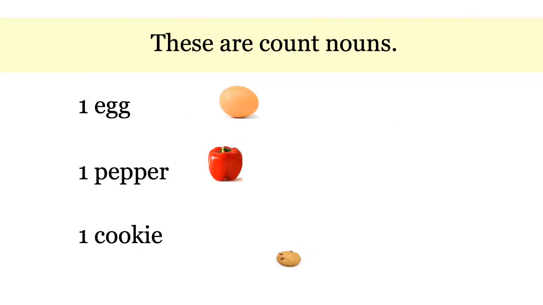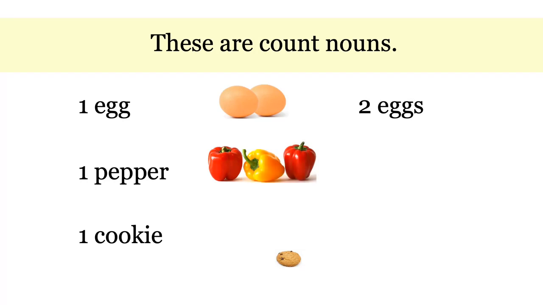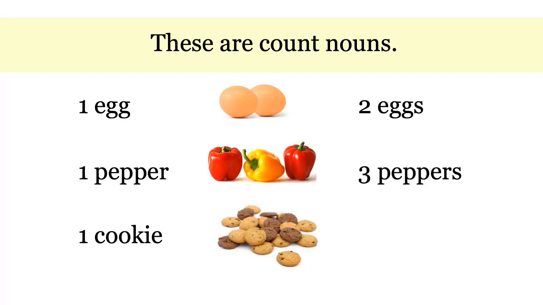These are count nouns. 1 egg, 2 eggs. 1 pepper, 3 peppers. 1 cookie, 20 cookies. These are called count nouns because we can count them. 2 eggs, 3 peppers, 20 cookies.